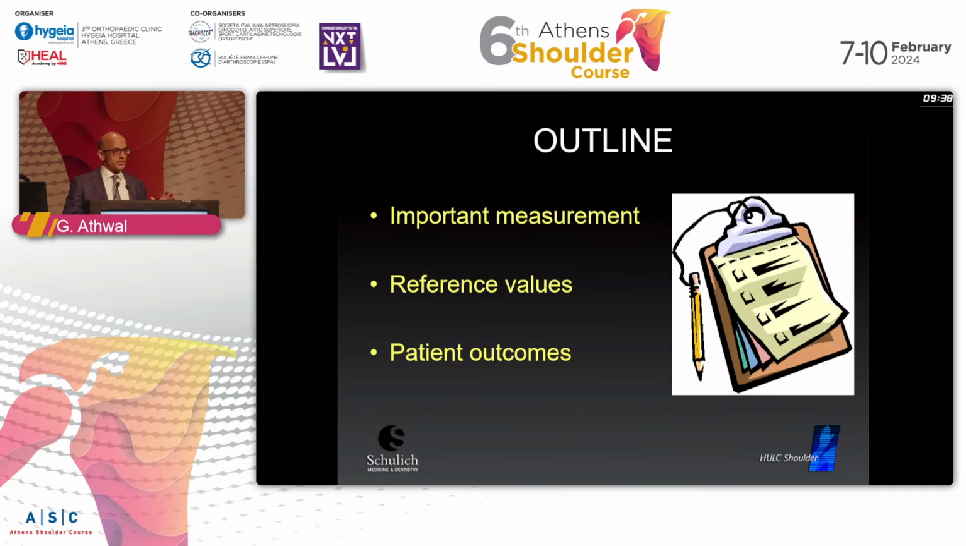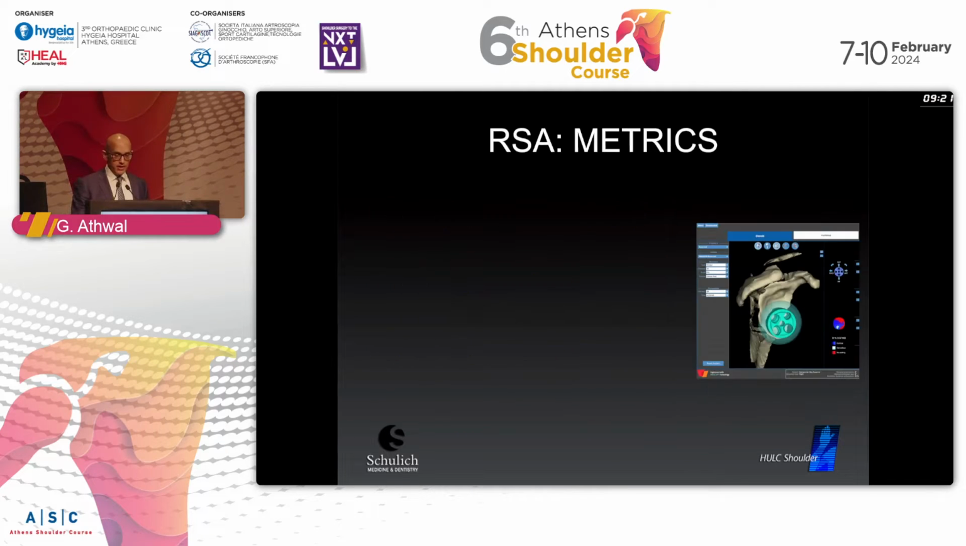So what I was going to go over in the next 10 minutes is talk a little bit about what these important measurements are, what are some of the reference values, and then go through some of the patient outcomes. And I'll warn you ahead of time that a lot of the research on these important metrics that we all believe in is basic science research, and there may not be a lot of clinical evidence to support these. So what are the RSA metrics?